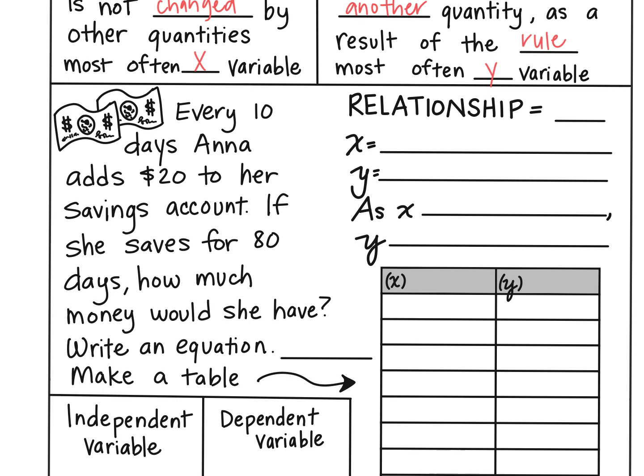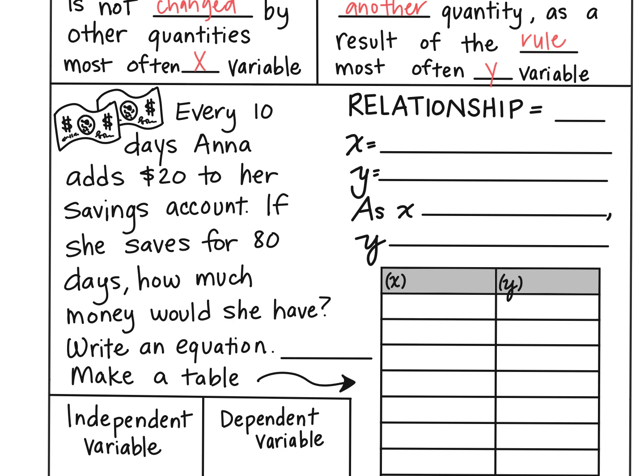Okay, we have an example. It says every 10 days, Anna adds $20 to her savings account. If she saves for 80 days, then how much money would she have? We're going to write an equation and we're going to make a table. But before we do, I want to talk about each part of this problem. So starting out, let's talk about what the independent variable might be. If I'm comparing something, I'm comparing money because I've got amounts of money here to what else? Days, because I'm earning money over a certain number of days.